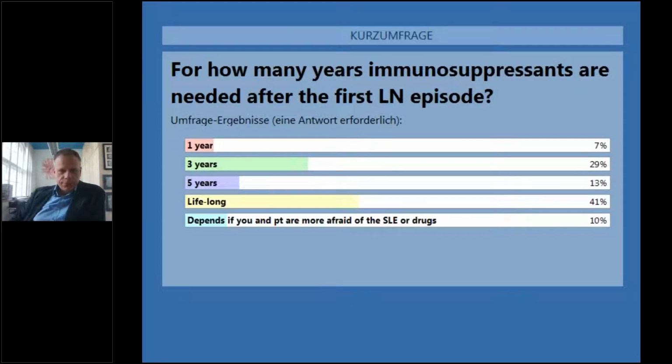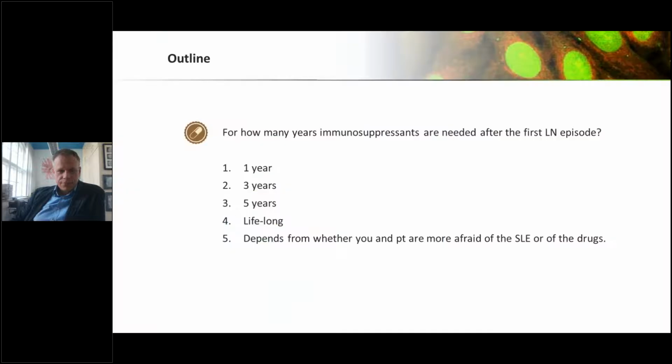Yeah, so the majority responded lifelong, 41%. Then we have 3 years, 29%, then 5 years, 13%. Depends if you and the patient are more afraid of the SLE or of drugs, 10%, and only 7% replied 1 year. Yeah, okay, this is very good.